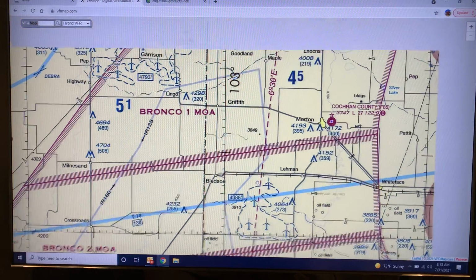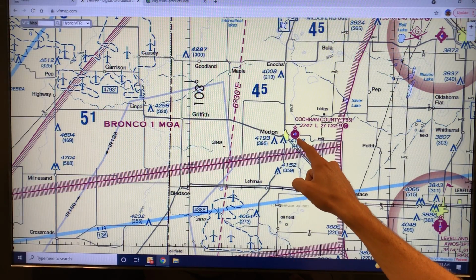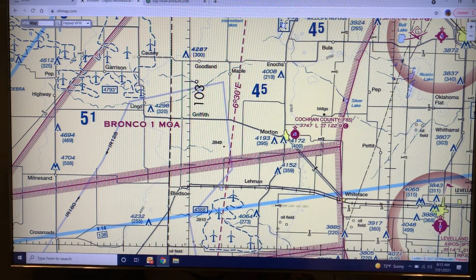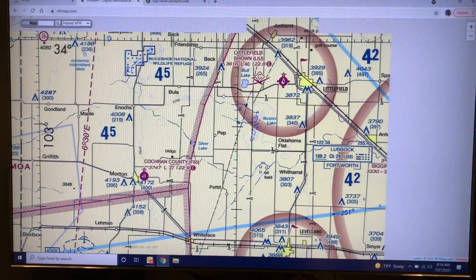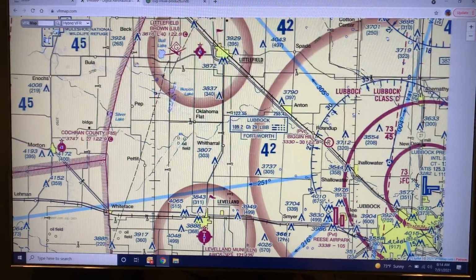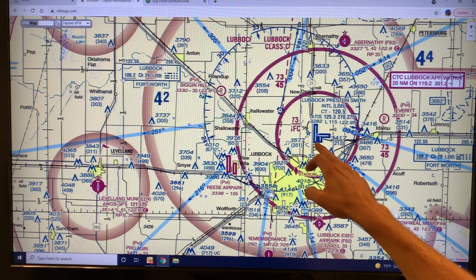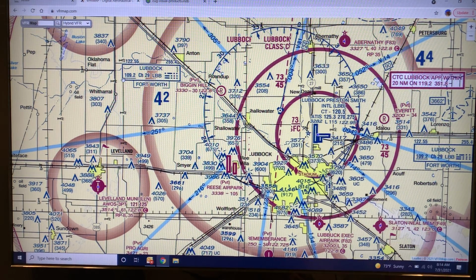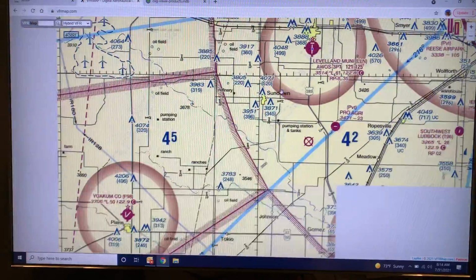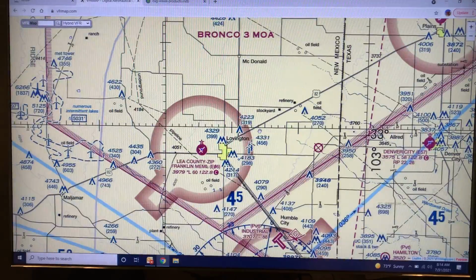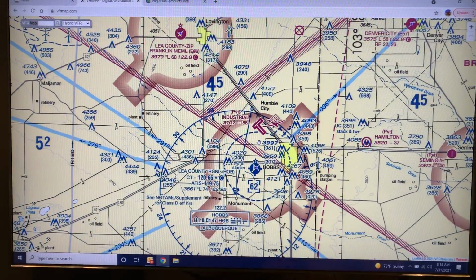We go up, look at some other ones. Here's Cochran County and Morton, another airport symbol. There's a different symbol. There's Lubbock. That's a whole different type of symbol, isn't it? All right, so that's what airports look like. Just quickly identifying. There's Hobbs.